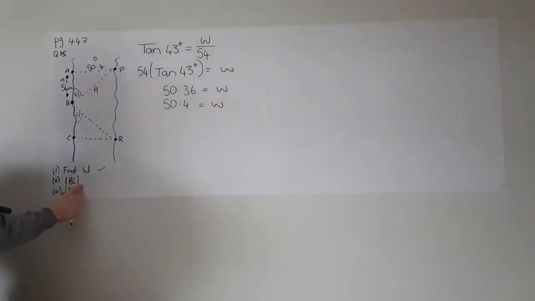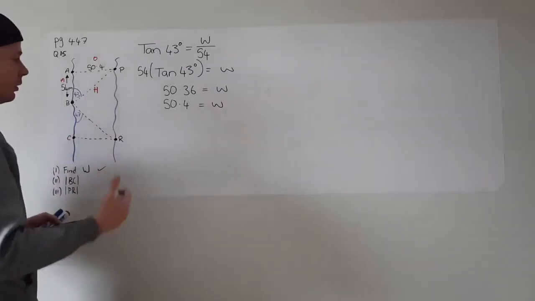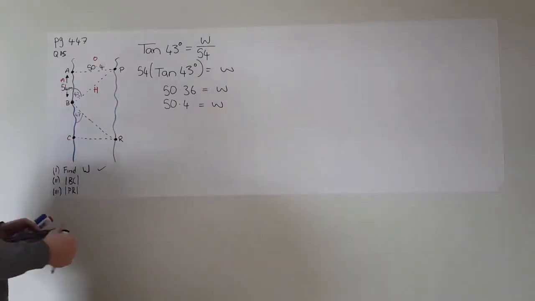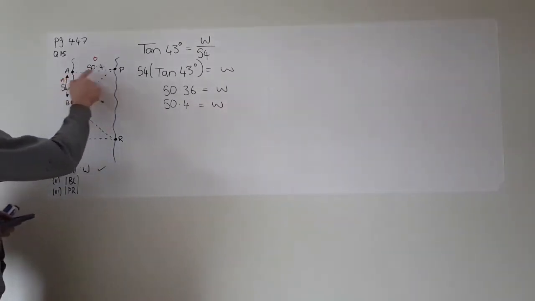Now we want to find the length BC. Alright, so where is BC? Here to here is BC. What do we know about this triangle? We don't know any of the lengths. Or do we? Stop, pause, think about it. We have figured out A to P.